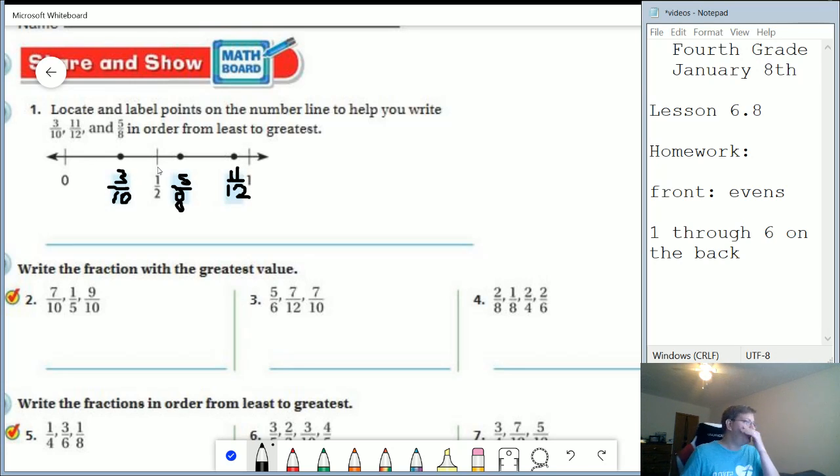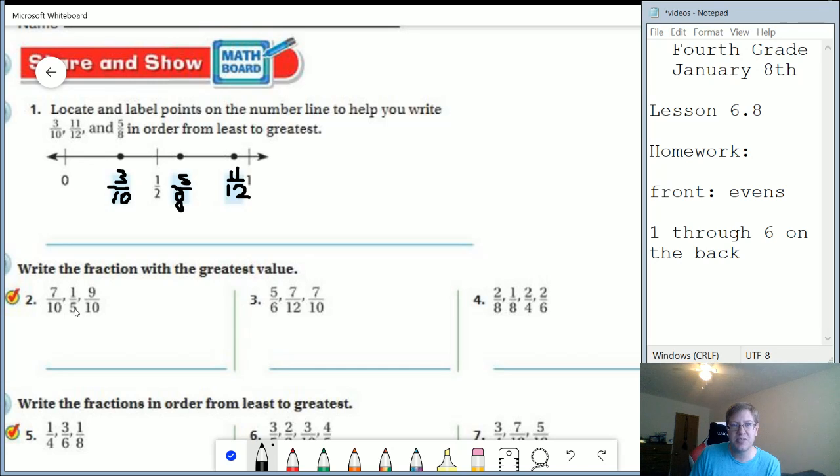Okay, so let's go ahead and do number 2. I'm going to ask you to pause the video. Once I'm done explaining, you can go ahead and try this on your own. So we have 2 fractions that have the same number of parts for the denominator, so we're counting parts out of 10. So you have 2 options.